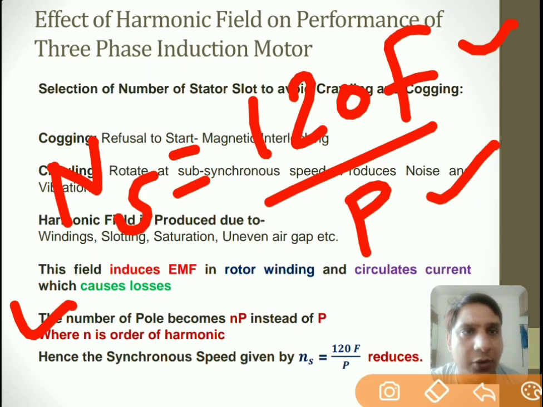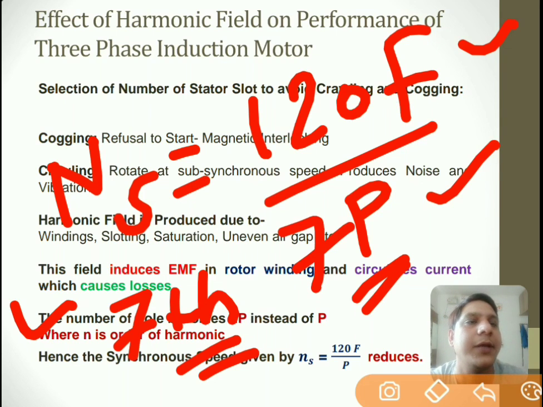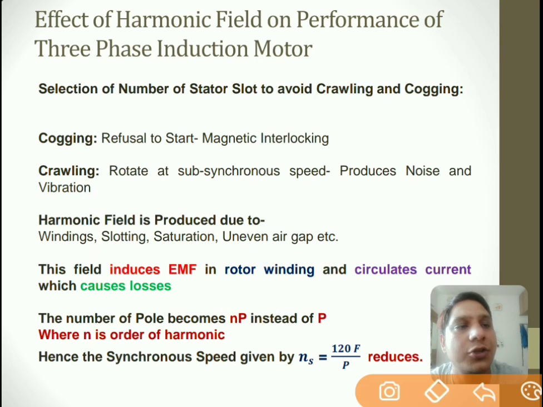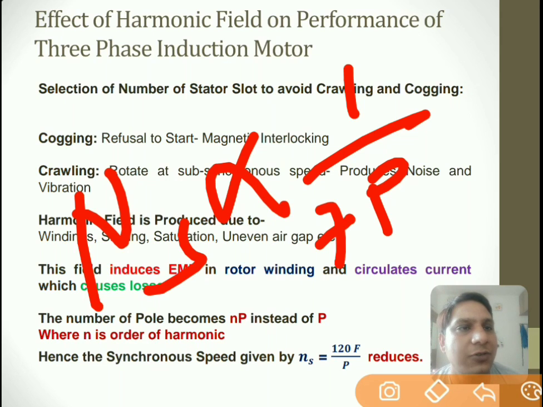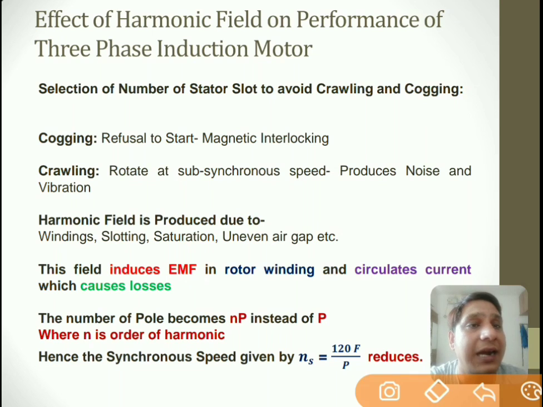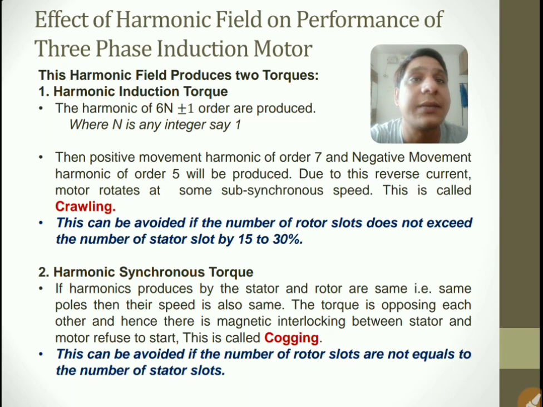Say, for example, we take the seventh harmonic present in the motor. If the seventh harmonic is present, then instead of P, you need to take the number of poles as 7P. If I am increasing the number of poles, what happens to the synchronous speed? You will easily understand that synchronous speed NS is proportional to 1 by P. So if P becomes 7P, as I considered the 7th harmonic, then NS will be reduced by 1 by 7 times. So if NS is reduced, it means the synchronous speed is reduced. And that is how we said the motor will rotate at some sub-synchronous speed. That is why we have said the motor is not rotating with the synchronous speed, but it is rotating with some sub-synchronous speed.